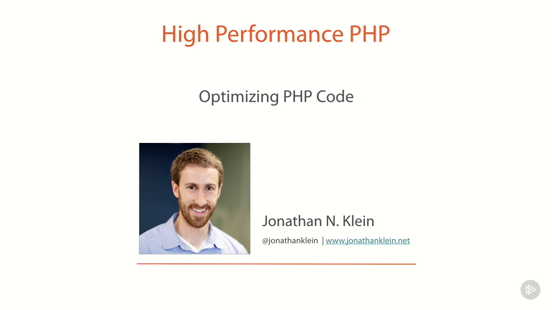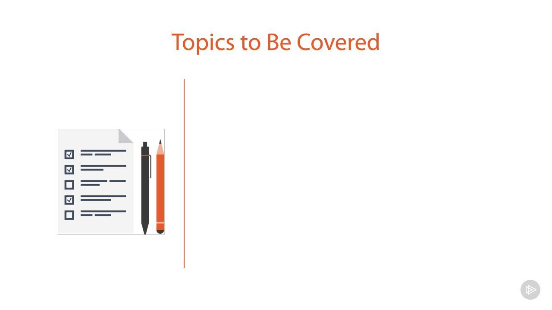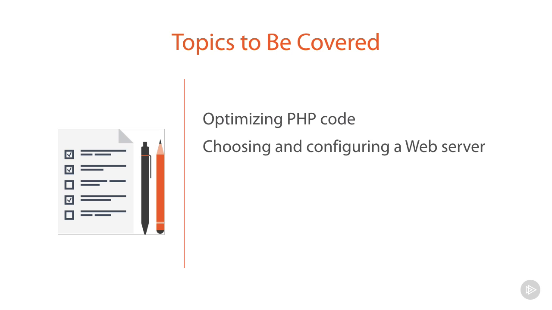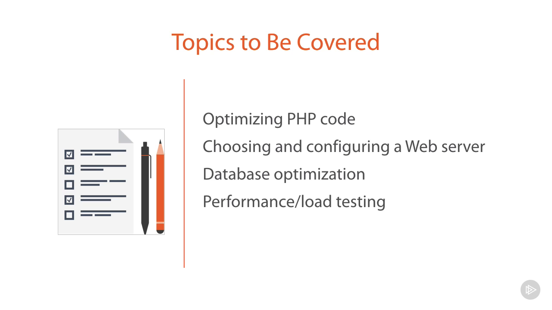Throughout this course we are going to cover a number of topics. As I mentioned, throughout this module we are going to talk about optimizing PHP itself. Then we are going to talk about choosing and configuring a web server, Nginx in this case. Database optimization will be our third module, followed by performance and load testing. Finally, we are going to discuss frameworks and performance.